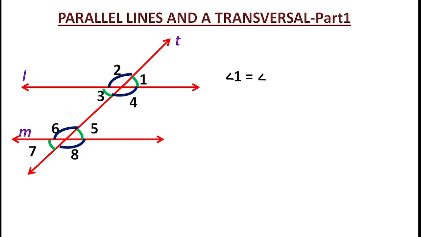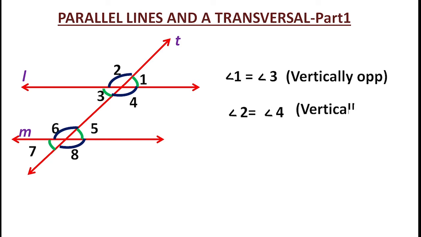Angle 1 equal to angle 3 because they are vertically opposite angles. From my previous video you have learned these things. Vertically opposite angles I have already explained in that video. This is a continuation of lines and angles only. And another pair, angle 2 and angle 4. They are vertically opposite angles.